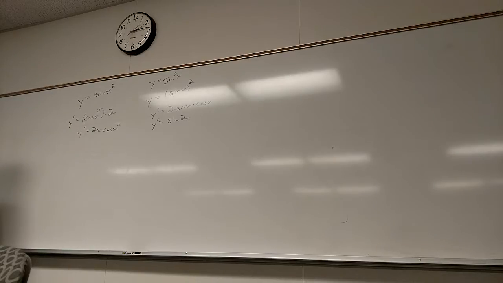Oh, that's the identity you need to know, right? Sine 2x is 2 sine x cosine x. It's really just sine of x plus x, and then you use the addition formula for sine.